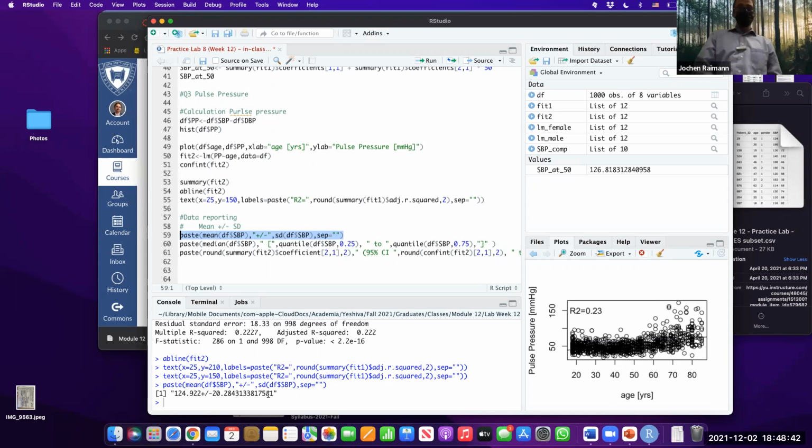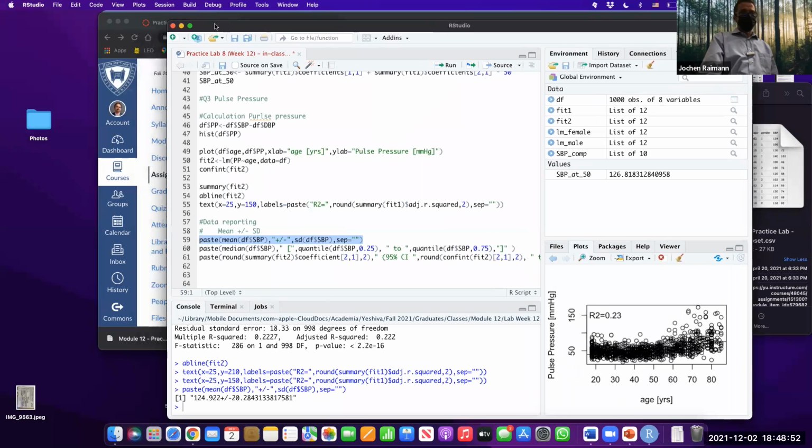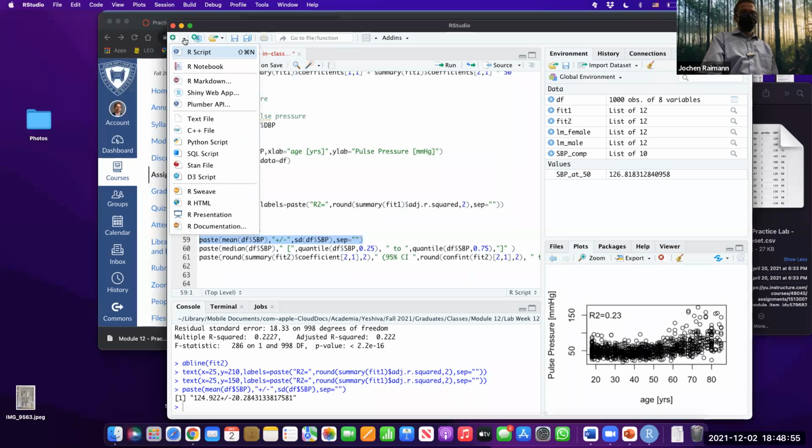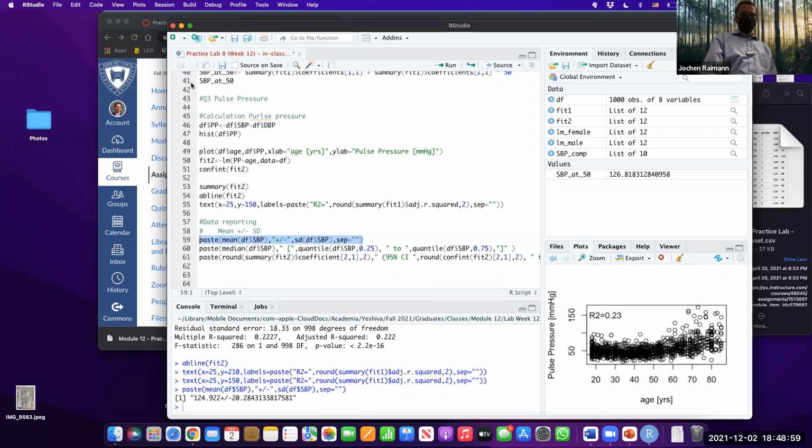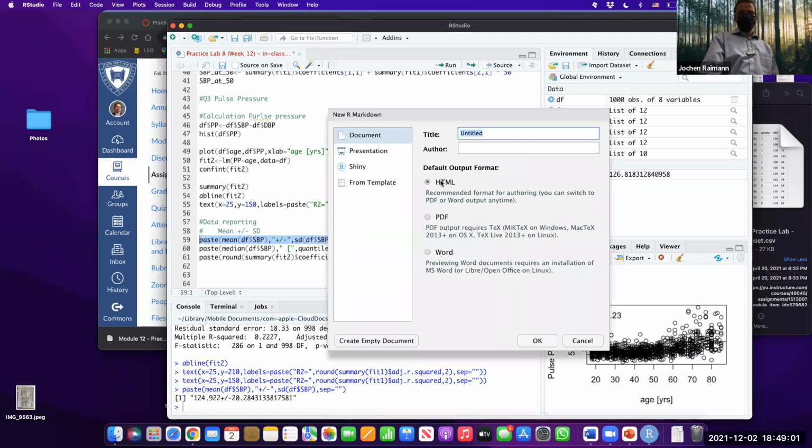And there are some other ways how you can do that. Did we ever talk about Markdown? Hypothetically, all of this could go in a Markdown. So if you go here and on the plus, you have here R Markdown. With R Markdown, you can do something very nice. You can either do HTML, PDF, or Word document directly. And you can create this in R.